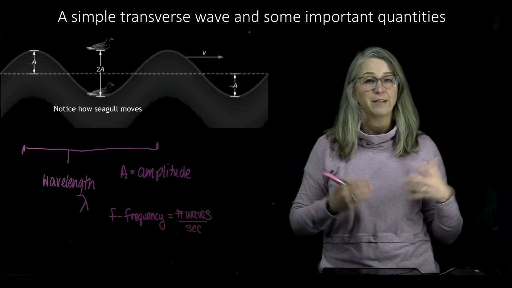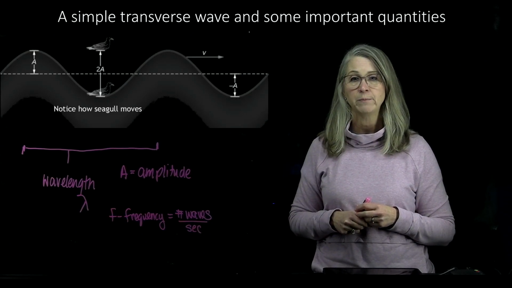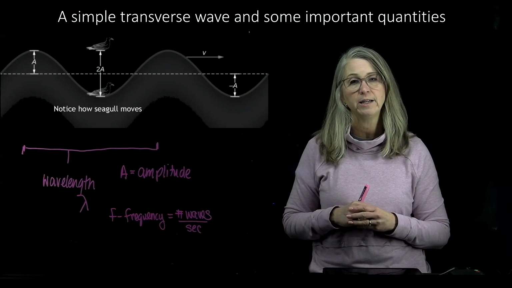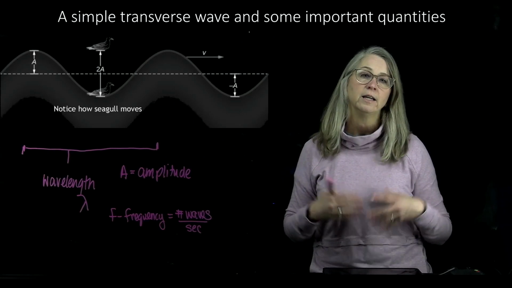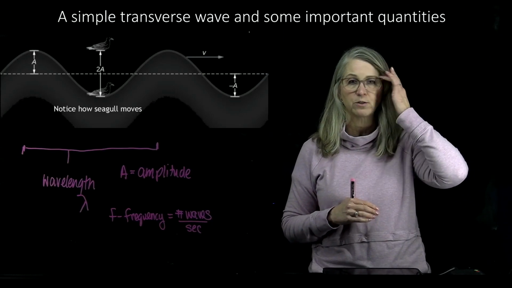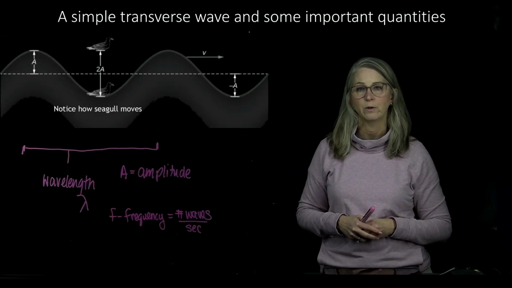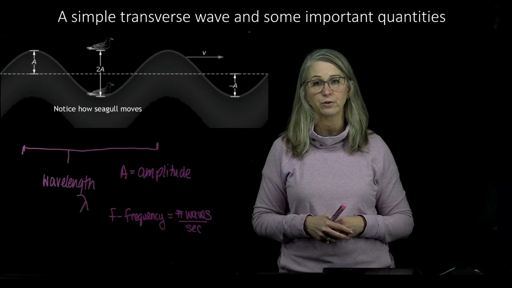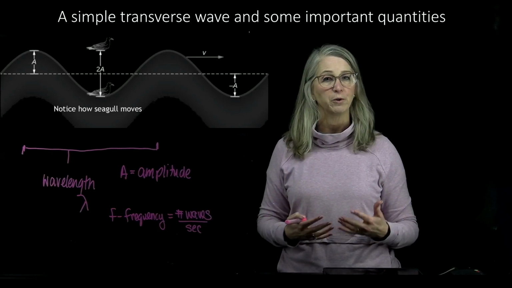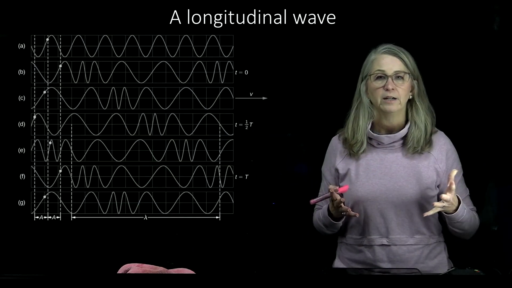Which is something that the little seagull could count or could determine if he was so inclined, because the seagull could count how many waves pass by his location every second, and that's the frequency of the wave. That would be related to how fast he goes up and down as those waves pass through him. And so these are just some quantities that we might be interested in for a transverse wave. Well, actually, these quantities that I've listed are important for both types of wave, but we've illustrated it here for the transverse wave.